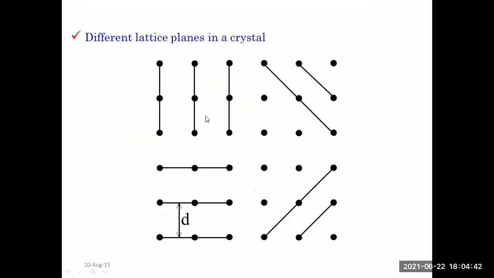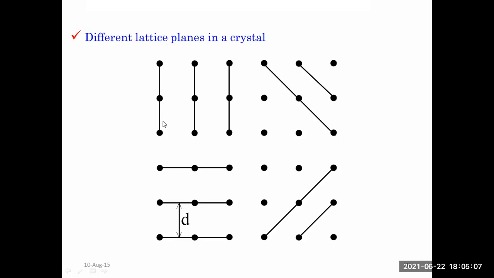Now, this is the orientation of different lattice planes which are present inside a crystal. You see, these are imaginary points. I've joined these imaginary points with line segments. These imaginary points will be there inside the crystal, so you can draw these line segments in the vertical way, in the horizontal way, and in this particular fashion.